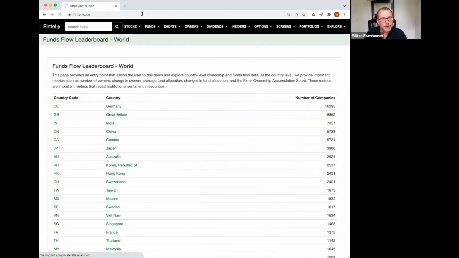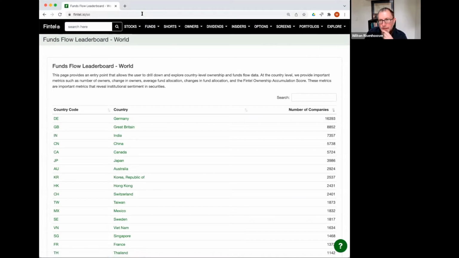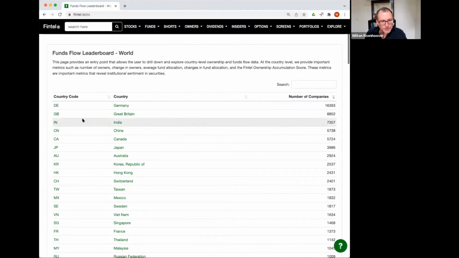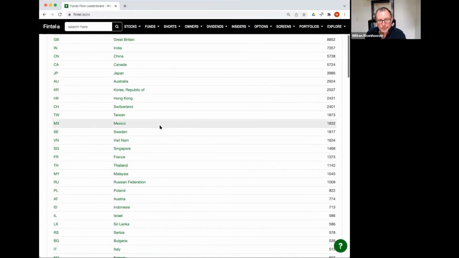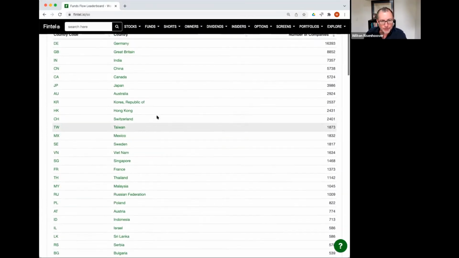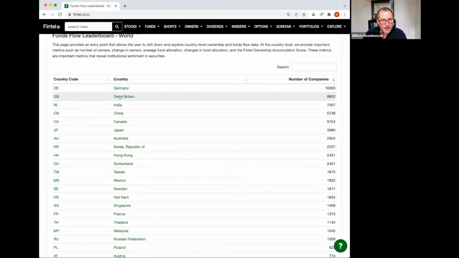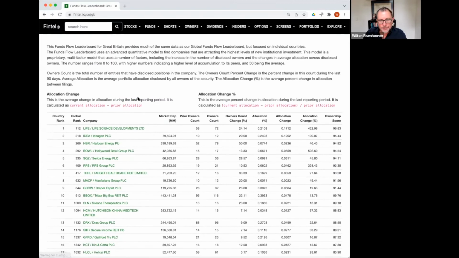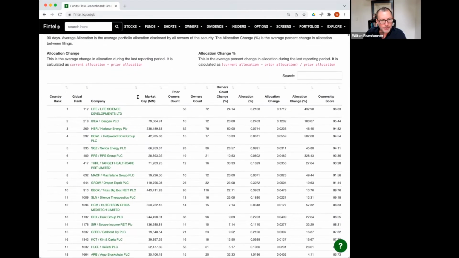We started doing this funds flow for the world, and basically, we cover the entire world in terms of ownership data, and we started breaking this data down by looking at companies. For example, we don't have the U.S. on here because the U.S. is kind of implied in the fact that Fintel is a U.S.-based company. But if we take a look at Great Britain or the U.K., what this page shows us is really interesting.